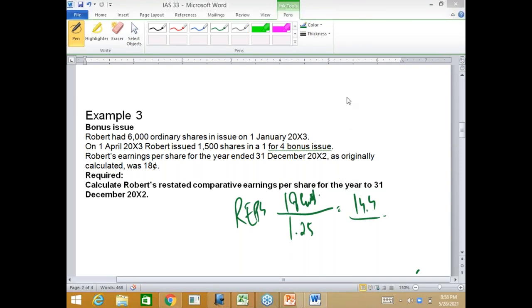Can you repeat the reason for the revised EPS? We calculate the revised EPS because bonus shares ultimately decrease the EPS. If in the current year the company has issued bonus shares and your EPS has a different value, this EPS and the previous year's EPS are not comparable, because previously we didn't have the bonus issue and right now we have the bonus issue.